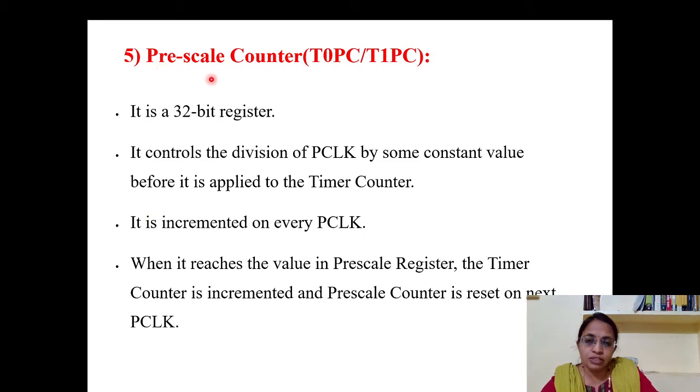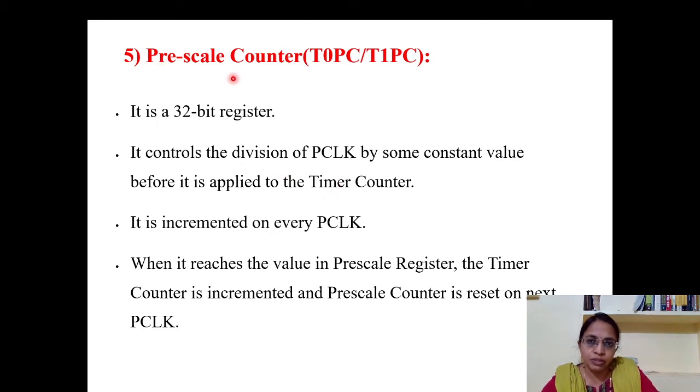Then what is this prescale counter? The next register is a prescale counter. So what is this prescale counter? It is a 32-bit register, and it is used for dividing the clock frequency of the peripheral clock. So it divides the peripheral clock by some constant value before the clock cycles of the peripheral clock are applied to the timer counter.